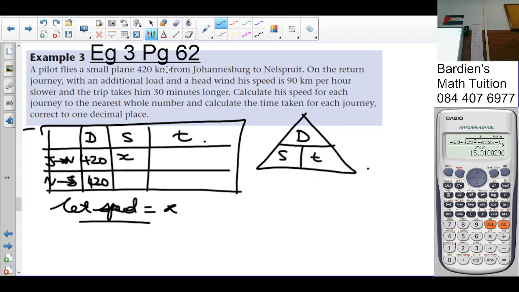Okay, so speed is x because it was unknown. Remember they're saying that the return trip is 90 kilometers per hour slower than the initial trip. From Johannesburg to Nelspruit the speed is not given. But from Nelspruit to Johannesburg, it is x minus 90. Yes, that's where we get it. Anybody else that's confused? So what is the time? To calculate time, closing t, it is d over s. So what is your distance?